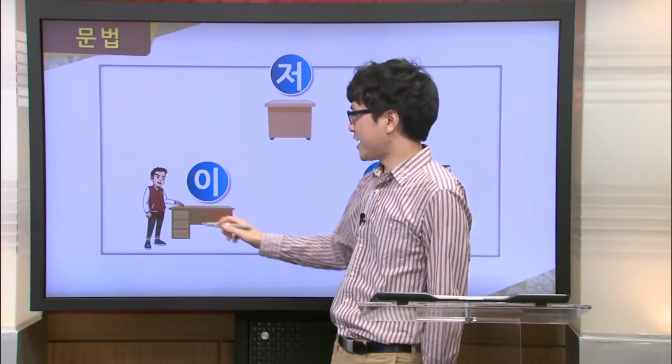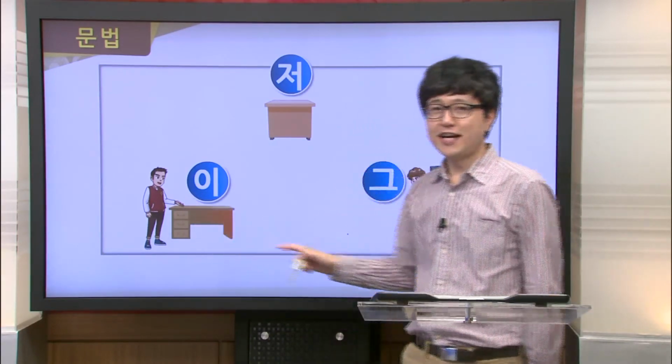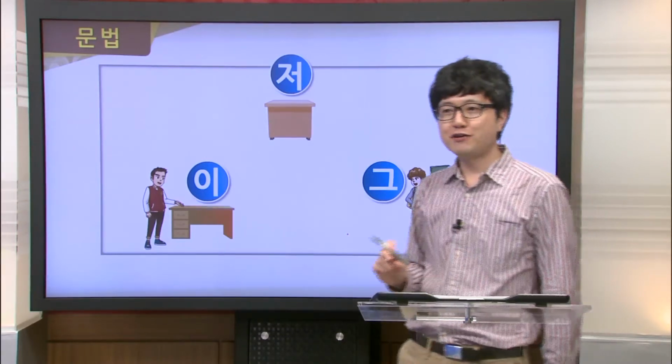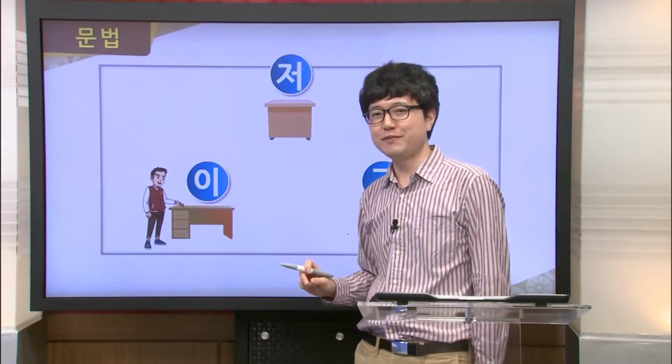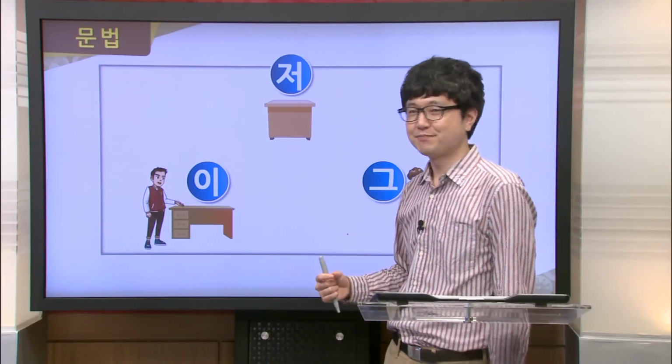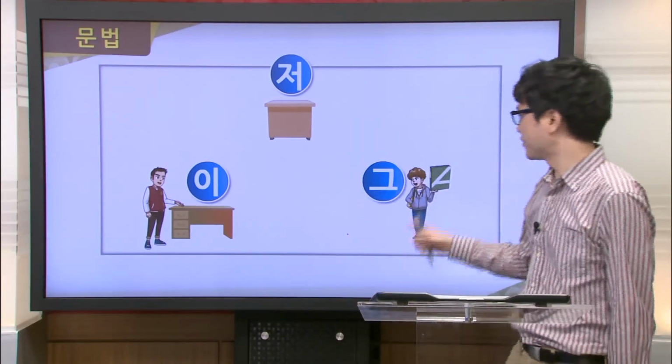Now, you can see that in this case right here, the desk is very close to Junsu. So how would he refer to the desk close to him? He would say this desk or 이 책상. Now let's take a look at the book here.